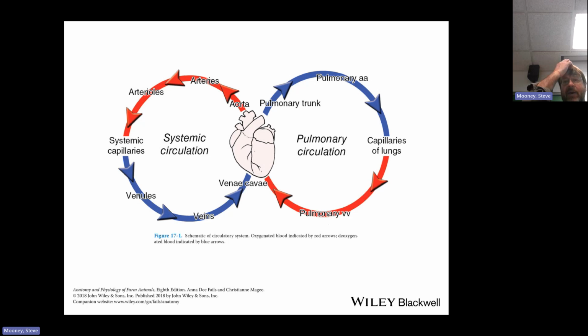So this is a nice diagram here that goes through all the vessels that you're dealing with. You start out at the heart, we come back from the body, we go out the pulmonary trunk, pulmonary arteries, through the capillary beds, and we do the gas exchange there. As a general rule, blue is shown as deoxygenated blood. Red is shown as oxygenated blood.